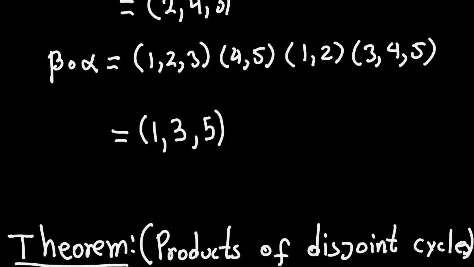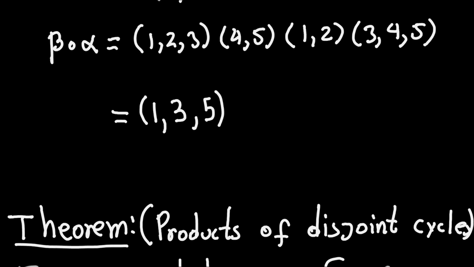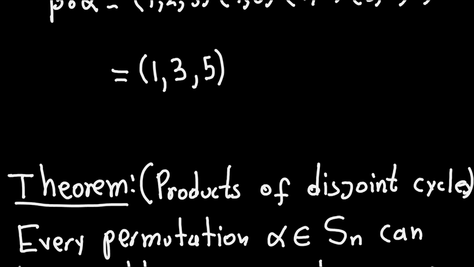In any case, we always say that S6 is not abelian. Any permutation group that has an n that is bigger than or equal to 3 is not abelian. So that's how you do the operation using the cycle decomposition.